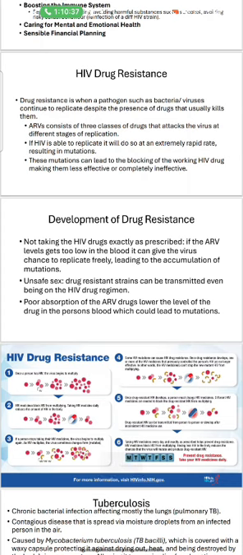ARVs consist of three classes of drugs that attack the virus at different stages of replication. If HIV is able to replicate, it will do so at an extremely rapid rate, resulting in mutations. These mutations can lead to the blocking of the working HIV drug, making it less effective or completely ineffective.